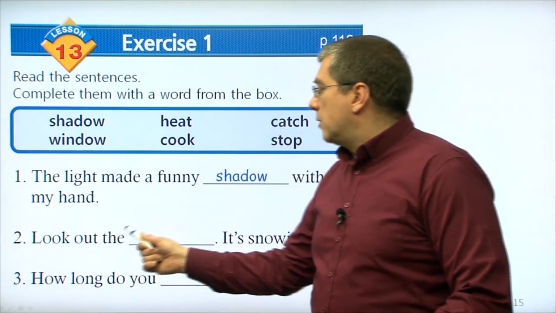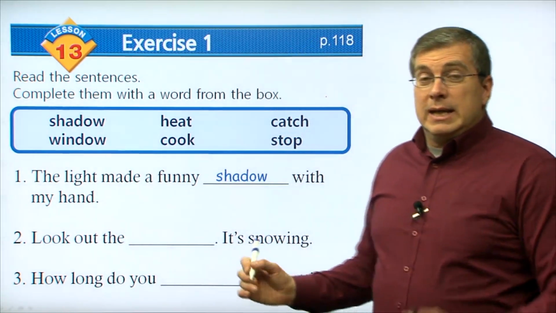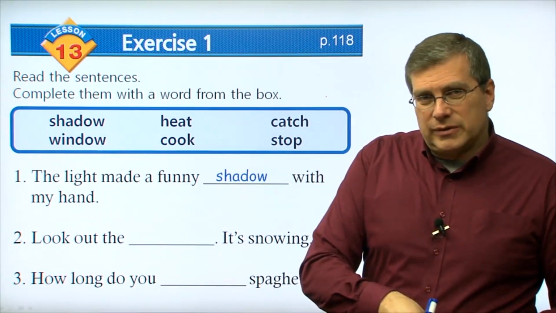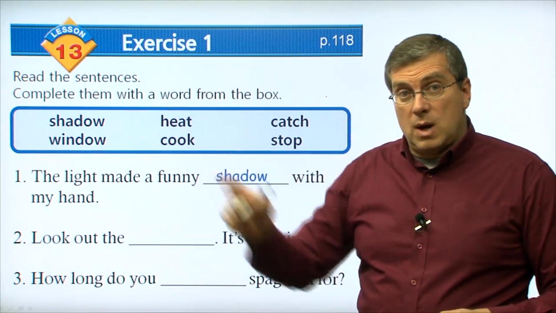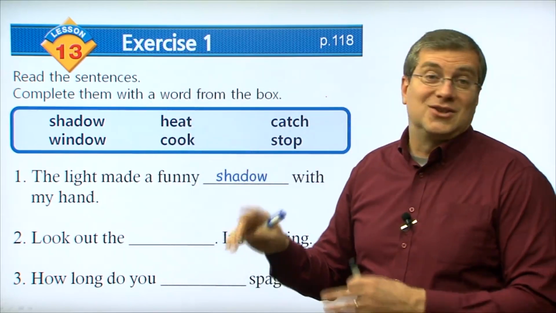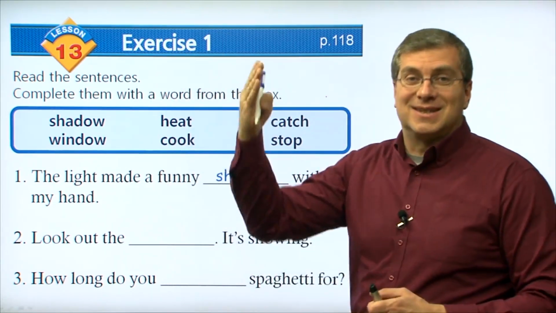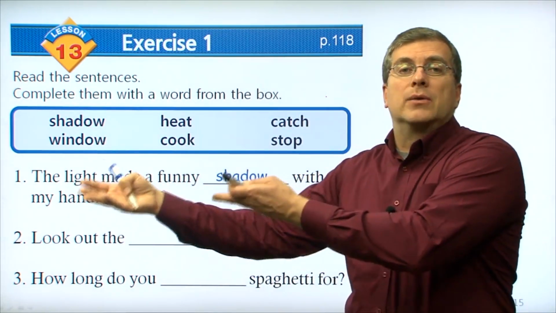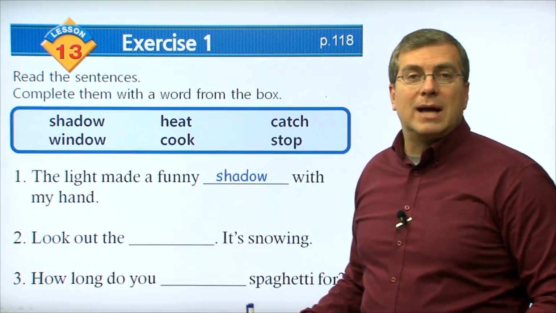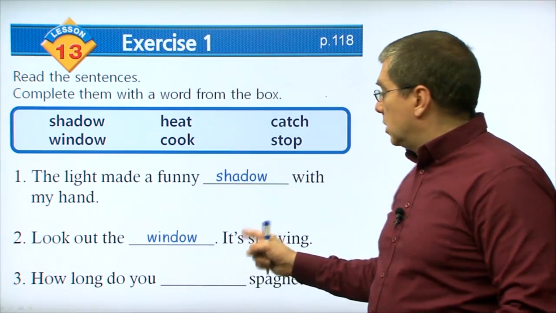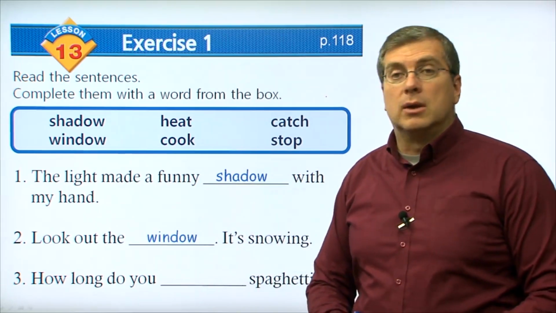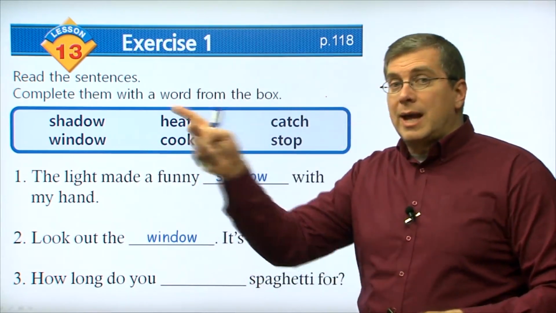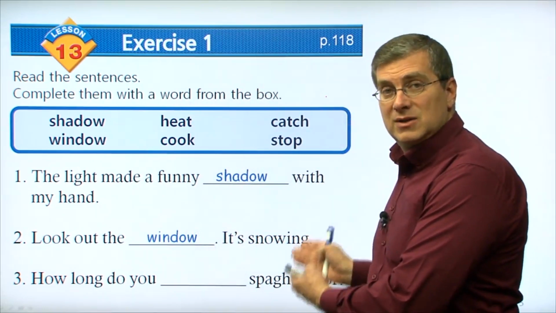Number 2, look out the beep, it's snowing. If you don't know it's snowing, you're probably inside a house, right? So somebody says, hey, look out the what? The hole in the wall? Well, it's not just a hole, right? It's a nice hole. It's got glass that covers it. But you look out it to see what the weather is like outside. So look out the what? The window. Look out the window. It's snowing. Look out the window. It's sunny. Look out the window. It's raining. We look out the window to see what the weather is like.